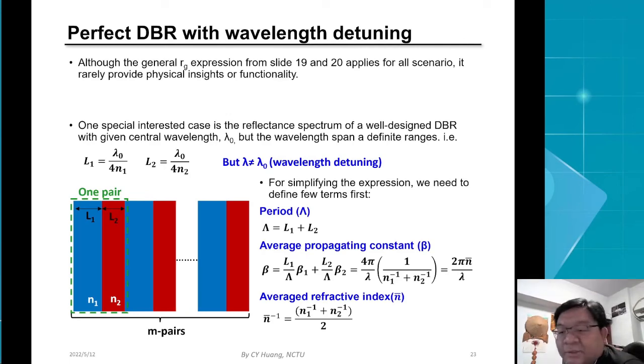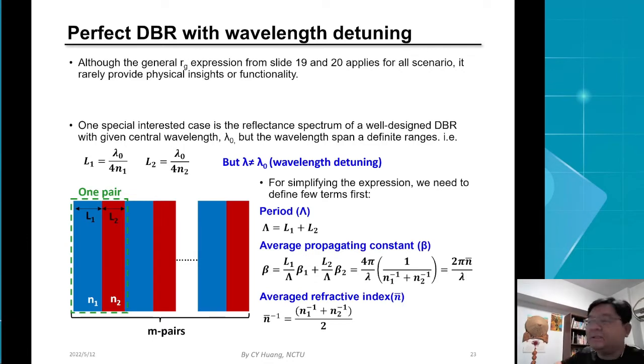The last part is going to plot the reflectivity spectrum of a DBR. So it's actually combining the reflectivity at Bragg's condition and the reflectivity at arbitrary wavelengths, because when you design your Bragg's condition for a specific wavelength, it's actually an arbitrary combination for other wavelengths.